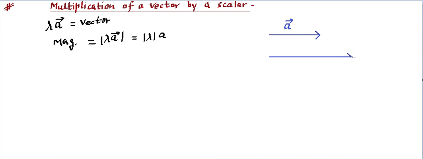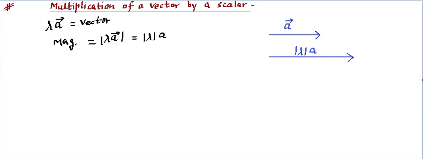Now if lambda is more than 1, then you'll find the length will increase. If lambda is less than 1, then the length will decrease. But in either case, it's going to be lambda times the vector. That means its length will be mod of lambda times a. Making sense or not? So this will be the case.